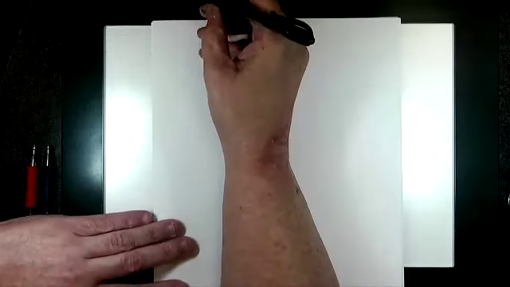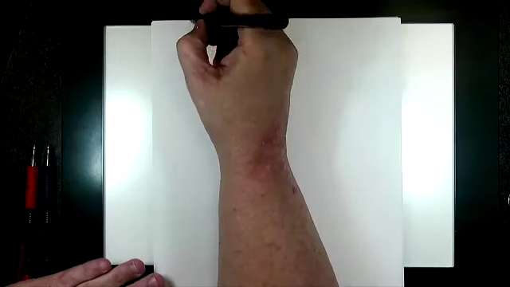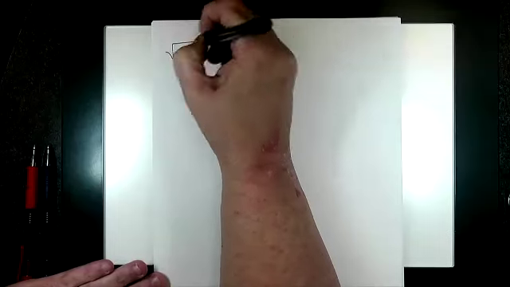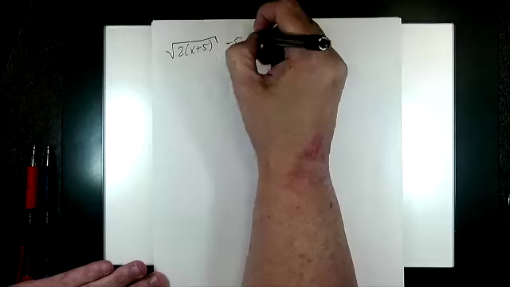All right, so you think you know what you're doing? Here we go. Let's kick it up a notch. Let's do the square root of 2 times x plus 5, minus 5 equals x.